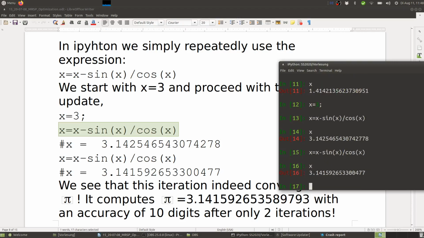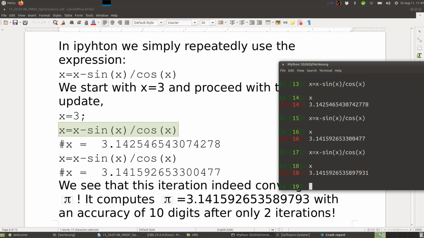So this is our x2. Here we already have 3.14, 15, 926, 533. So up to here it's correct, and here it's not correct anymore, right? So that's already pretty good. So after only 2 iterations, we get an accuracy of 10 digits. All right, let me do it again.